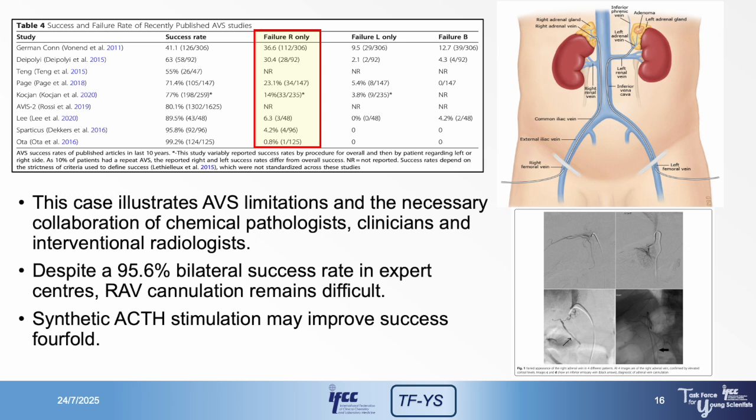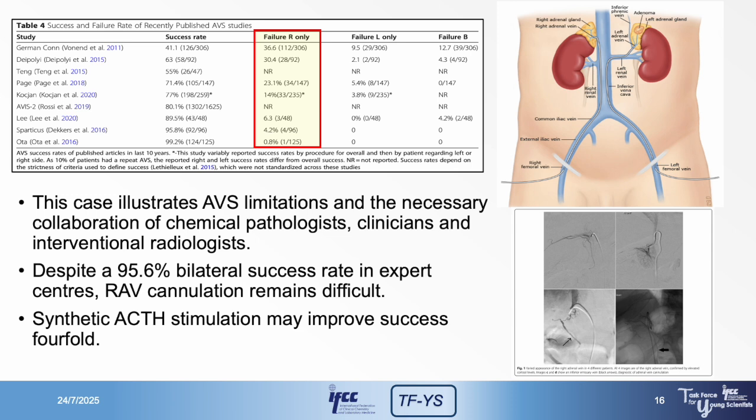Despite a 95.6% bilateral success rate in expert centers, right adrenal vein cannulation remains difficult, and this is because it is often harder to locate and successfully cannulate than the left. It is usually smaller and shorter, it has an angulated path, and it usually empties into the IVC rather than the renal vein.